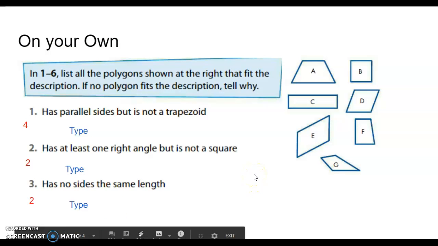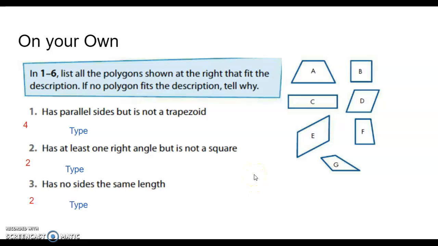All right, so what does your work look like? This is what your work looks like. You'll go to the next slide of this presentation, and you will see that it says in 1 through 6, list all the polygons shown at the right that fit the description. If no polygon fits the description, tell why. Number 1 says it has parallel sides, but it's not a trapezoid. And you will type. You're going to use these shapes. Don't forget to have page 812 out. That really helps you.